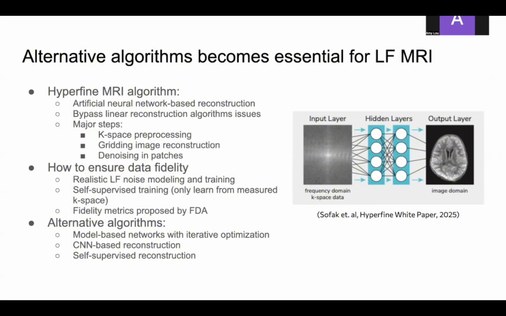Hyperfine's approach uses a neural network-based pipeline that bypasses the unstable SENSE and GRAPPA steps, including k-space-based preprocessing, gridding, and patch-based denoising. Ensuring fidelity requires realistic low-field noise modeling and self-supervised training, so the network only learns from the measured k-space data. Other methods include iterative, model-based networks and fully self-supervised CNN reconstructions.